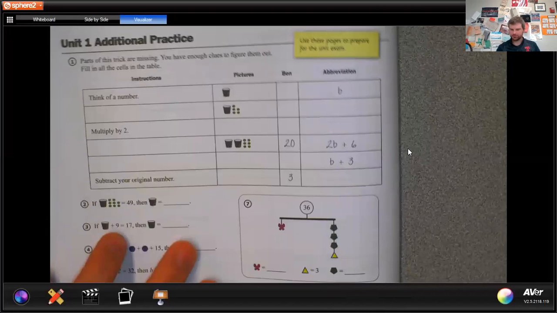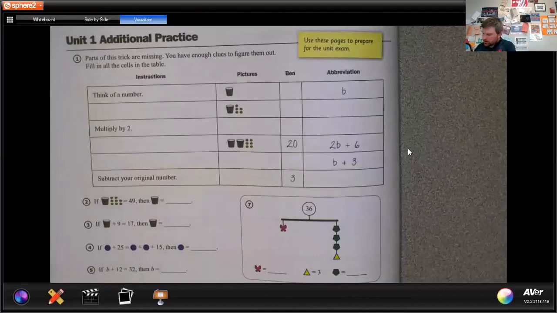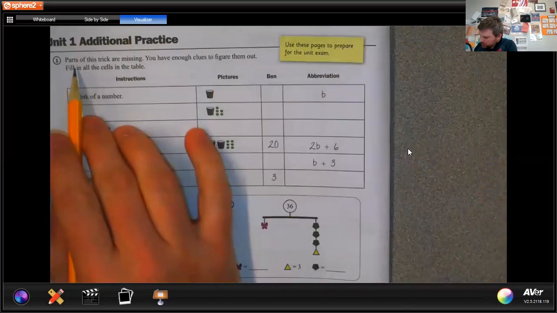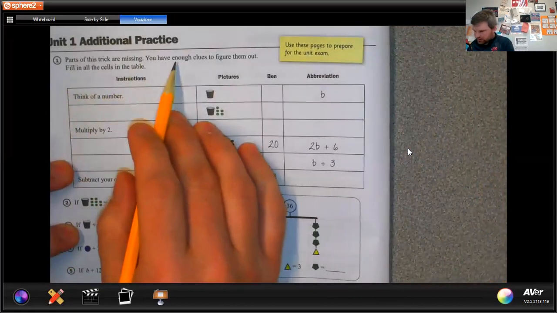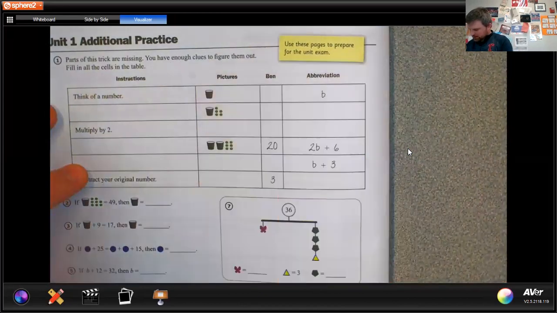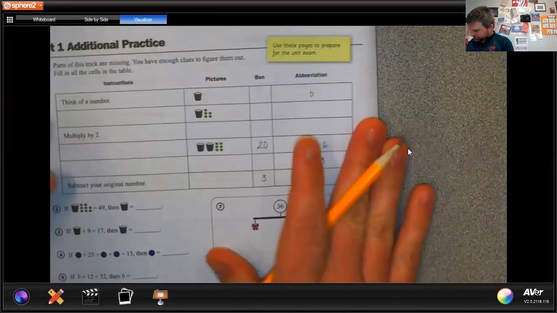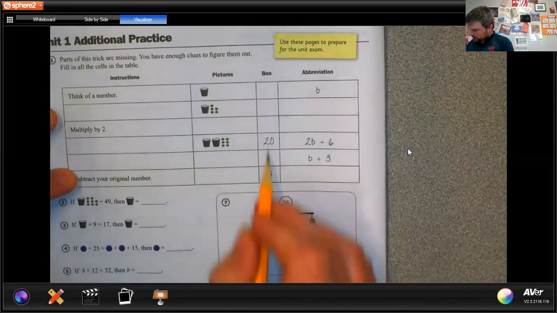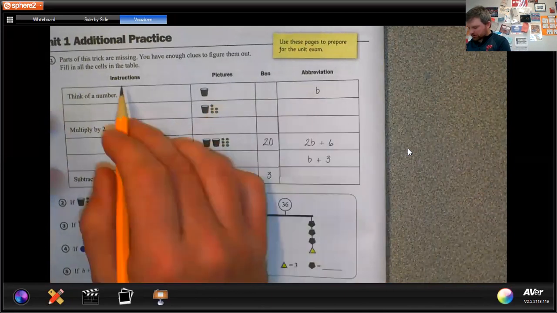All right, so part 1 looks like we're filling out a table. Parts of this trick are missing. You have enough clues to figure them out. Fill in all the cells in the table. Okay, we got abbreviation, we got somebody picking a number, we got a picture, and our instructions.